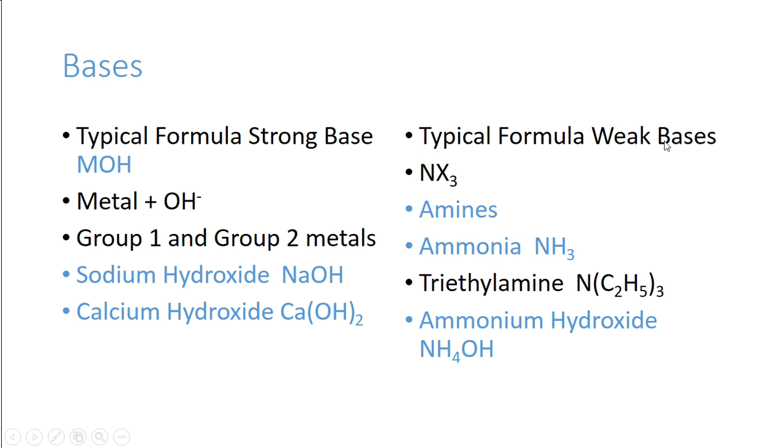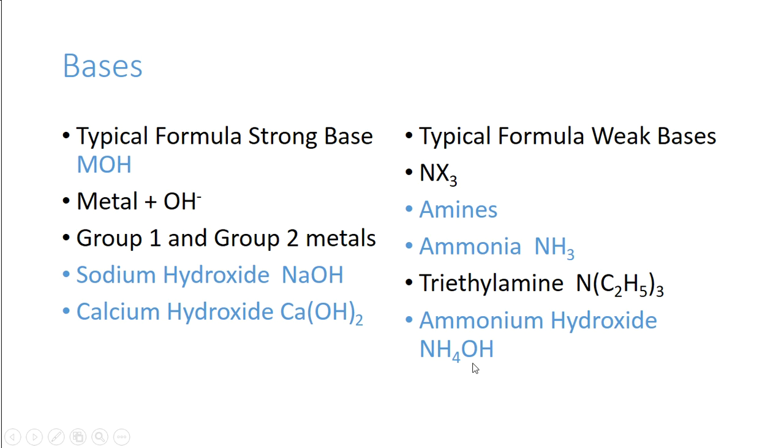Now there's weak bases as well. They are amines of the form of some nitrogen with 3 things connected to it. I put an X here for general. Ammonia is kind of an example of that. You have nitrogen connected to 3 hydrogens. Triethylamine is a famous weak base, or at least one that you might hear of if you go on in chemistry. So that has 3 ethyl groups connected to it.